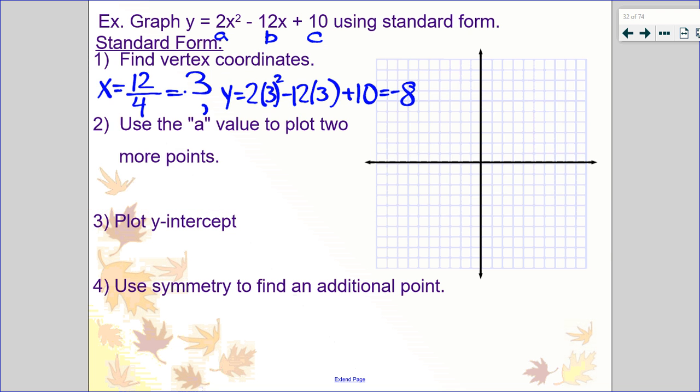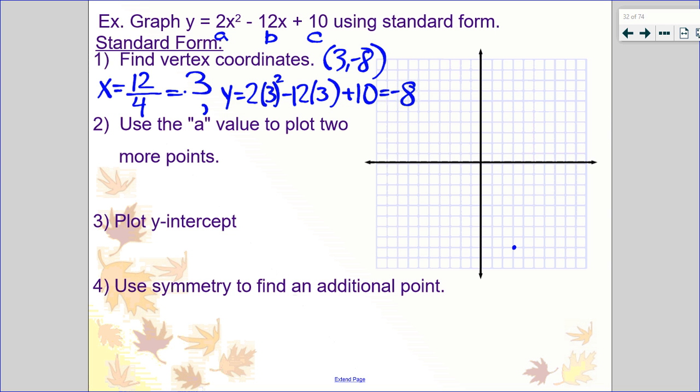So that means the vertex coordinates are going to be 3 comma negative 8. And the vertex is a point, so you always want to write it as a coordinate. So the point here is 3 comma negative 8. Right there. Can you see that? Okay. So that is going to be the point that my vertex is.